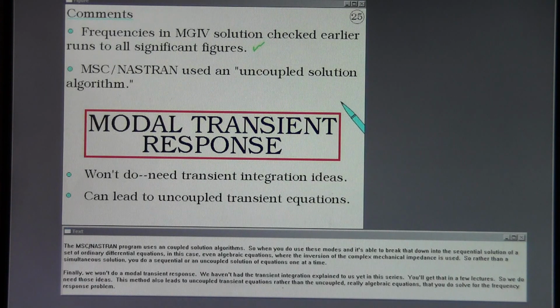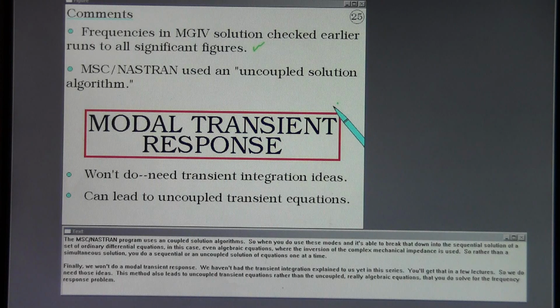Finally, we won't do a modal transient response. We haven't had the transient integration explained to us yet in this series. You'll get that in a few lectures. So we do need those ideas. This method also leads to uncoupled transient equations rather than the uncoupled, really algebraic equations that you do solve for the frequency response problem.